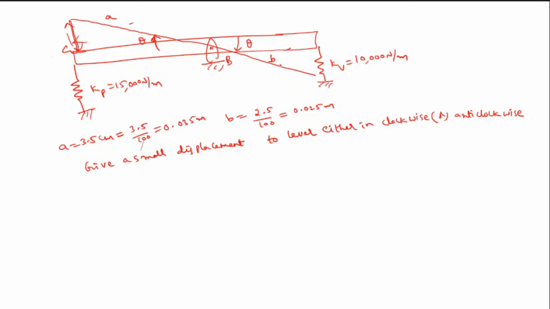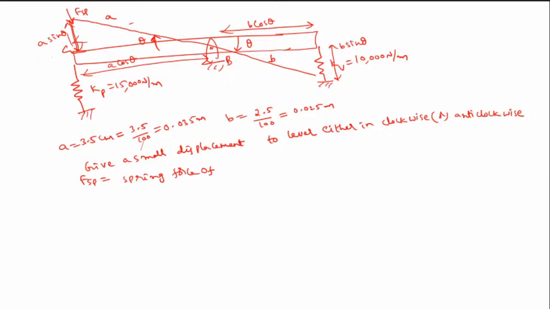What about this value? This value will be A cos theta. Similarly, this is B, and this will be B cos theta. And this will be B sin theta. The force will be downwards. So FSP is the spring force of the push rod, that is equal to Kp into A sin theta. And this is being compressed, so your spring force will be upwards. So this is your FSV.